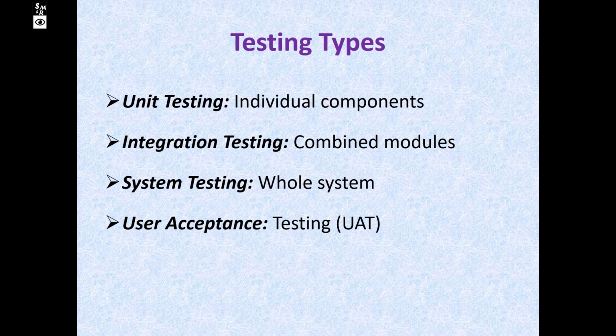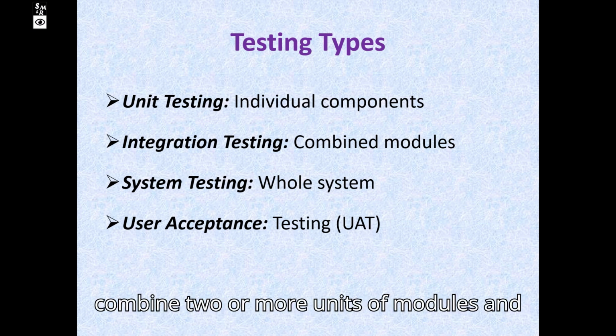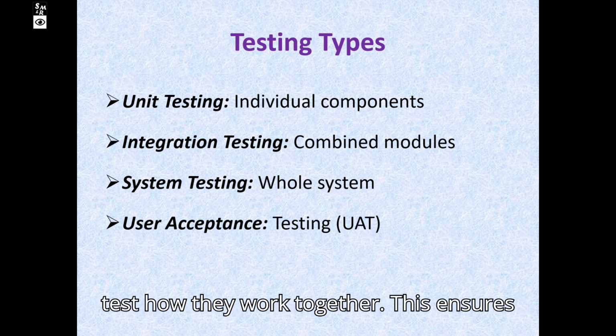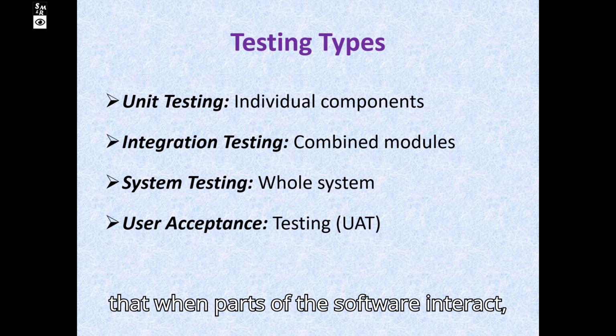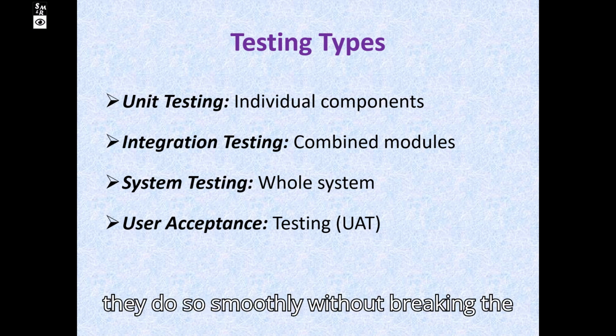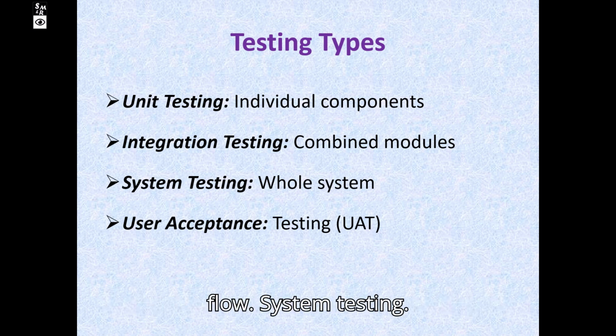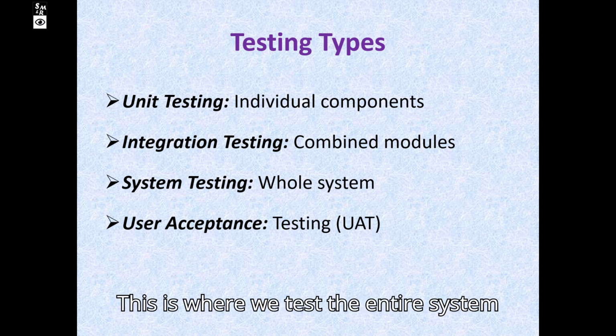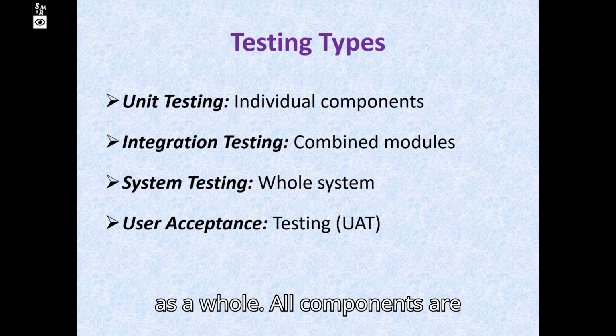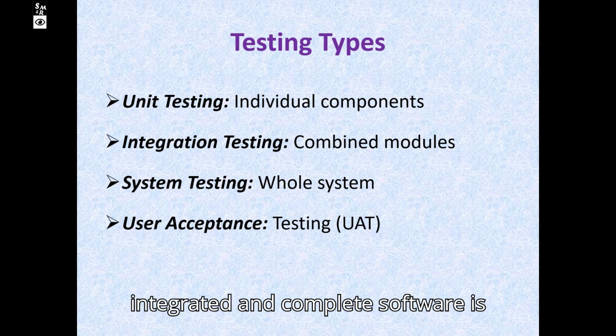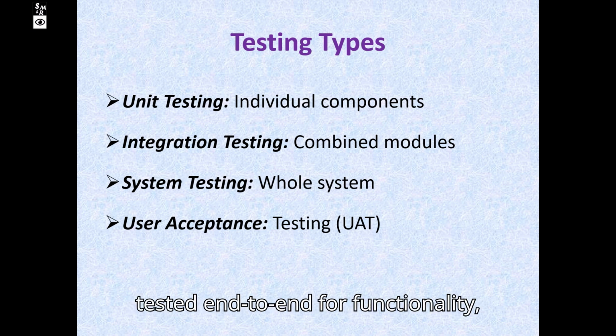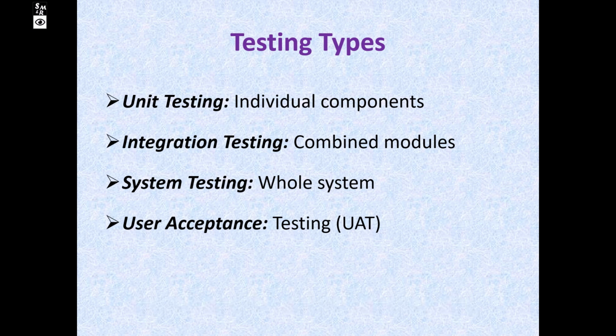Integration testing. Here, we combine two or more units or modules and test how they work together. This ensures that when parts of the software interact, they do so smoothly without breaking the flow. System testing. This is where we test the entire system as a whole. All components are integrated and the complete software is tested end to end for functionality, performance, and compatibility.